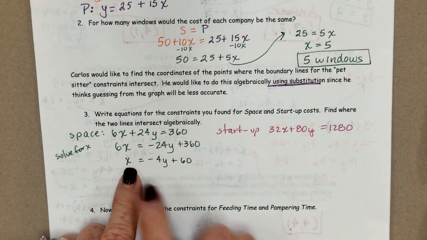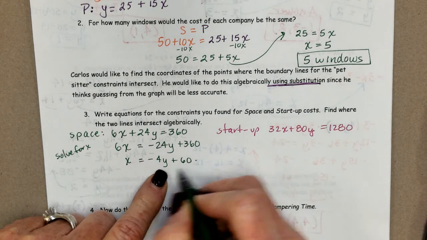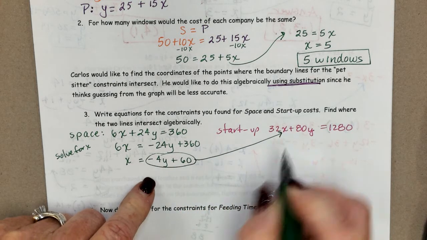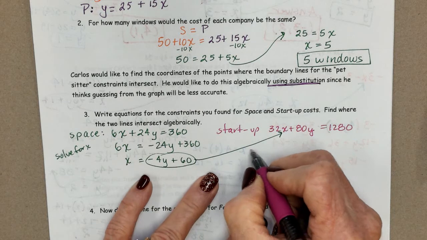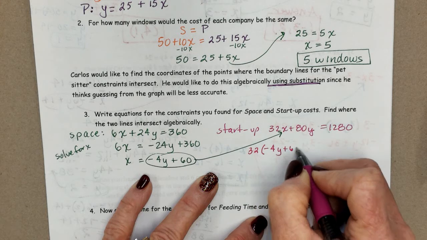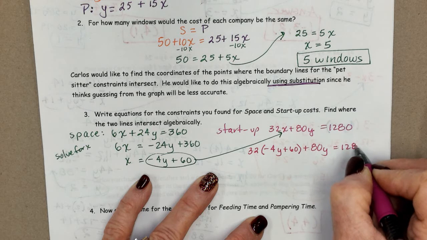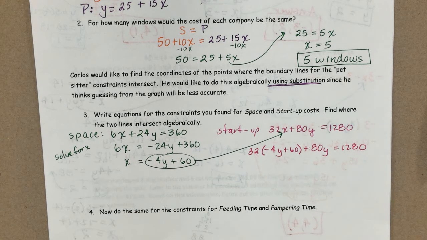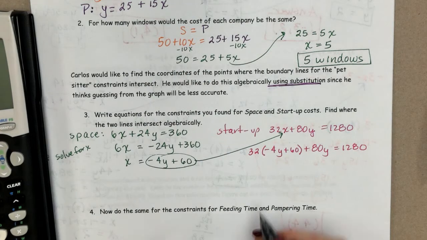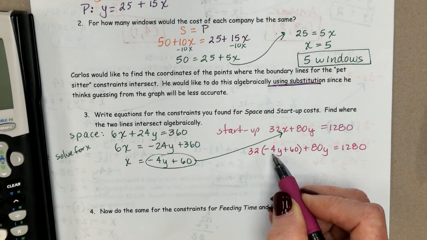All right. Now we've got that one solved for x, so we're going to go over to this other equation and put this part in for the x. We will have 32 times negative 4y plus 60, plus 80y equals 1280. Oh boy. We're going to need a calculator here to figure out some of this arithmetic. So we have to distribute this 32 through. And we need 32 times 4.